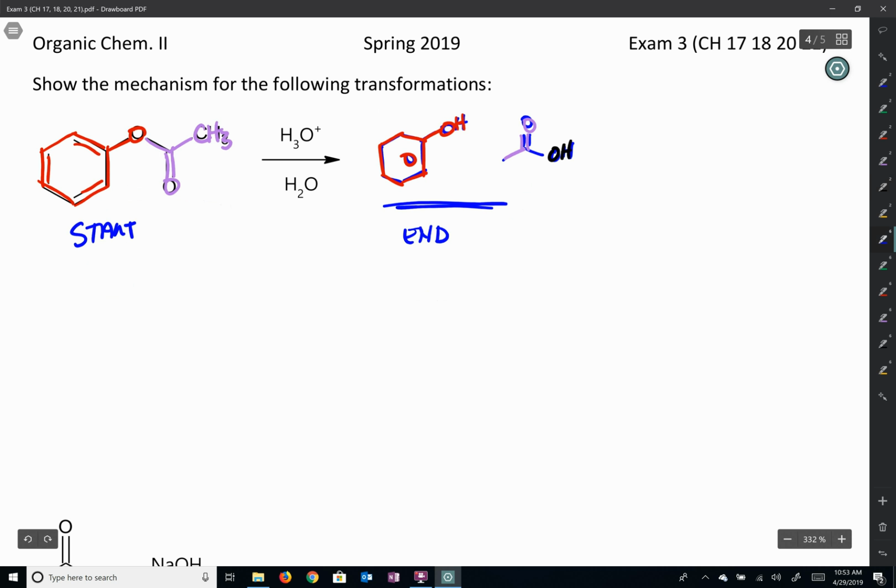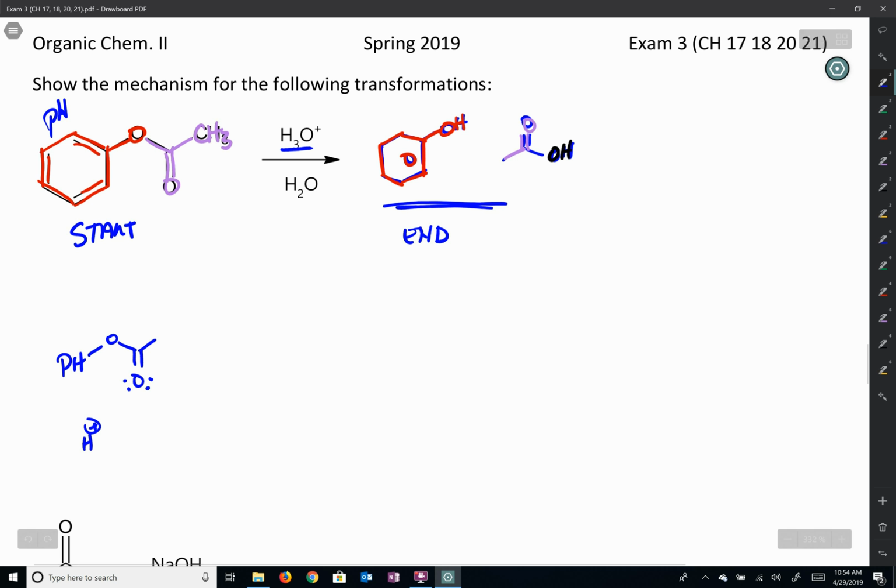Okay. So I'm going to abbreviate this as Ph, just as phenyl, just to keep things in check. Okay. So we start out with this, and we're under acidic conditions. So H plus it up, all right?